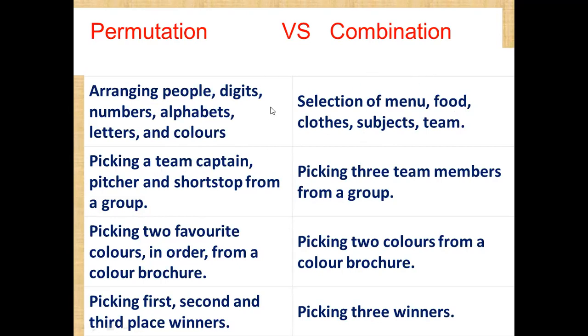So this table would help you to understand in which question we can use permutation and in which question we can use combination. Like if you have to select three winners, first, second and third separately, then you are going for permutation. But if you have to select only three winners, and you are not concerned with who is first, who is second, who is third, you are going for selection.